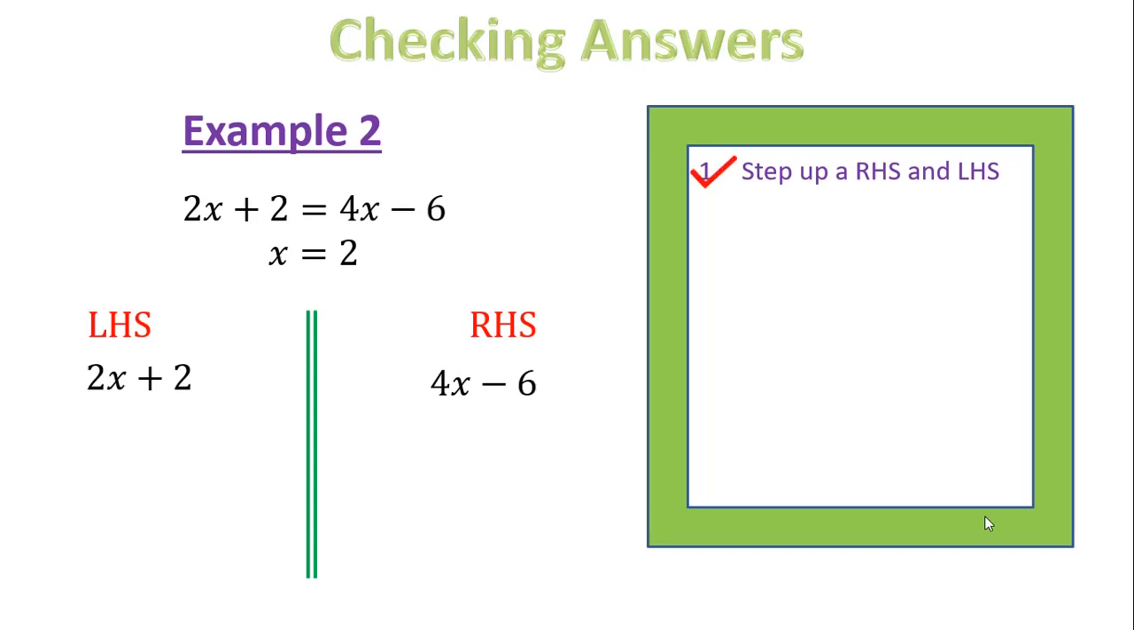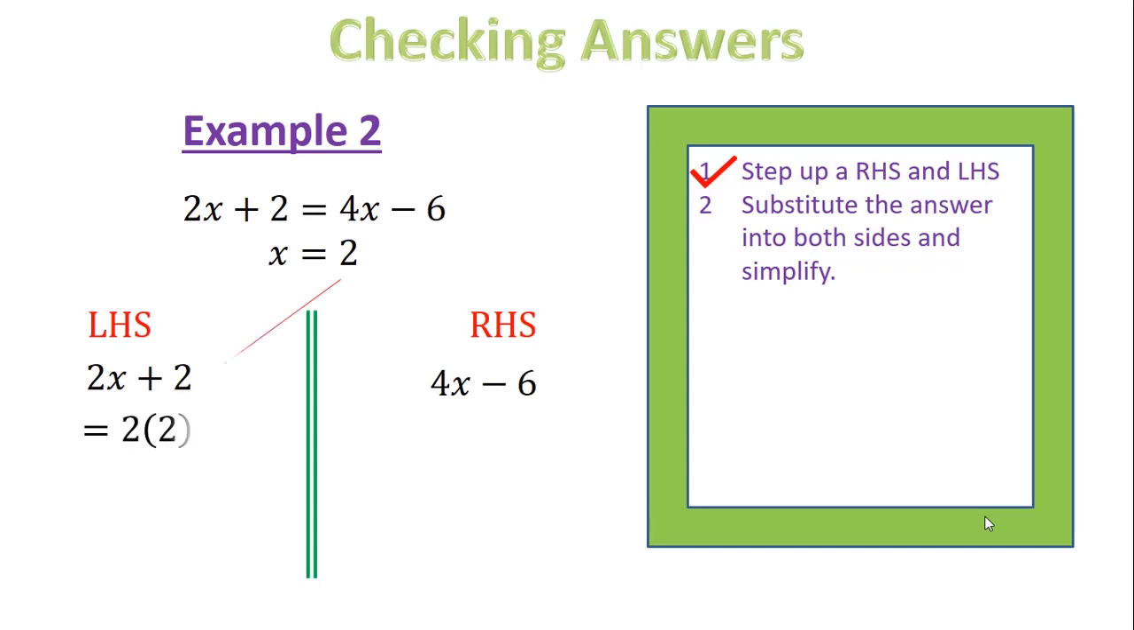Step 1, done. Step 2, substitute the answer into both sides and then simplify. On my left-hand side, I'm going to substitute 2 in place of x, and so I get 2 times 2 plus 2. On my right-hand side, I'm going to substitute x equals 2, and so I'm going to get 4 times 2 minus 6. I've substituted, now I need to simplify.